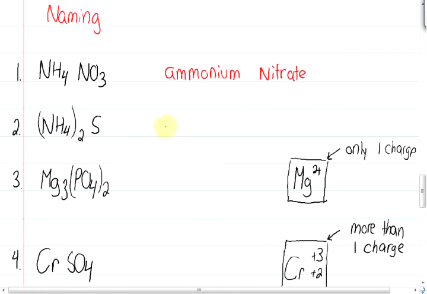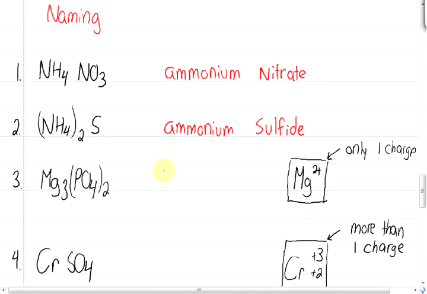My next example is still NH4, so it is still ammonium. And S is sulfur, so this will be sulfide. Ending will change to "ide" if it's a non-metal. Sulfide is not from the back of the table, so you would need to change its ending to "ide".